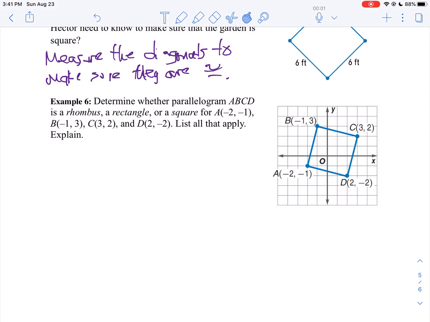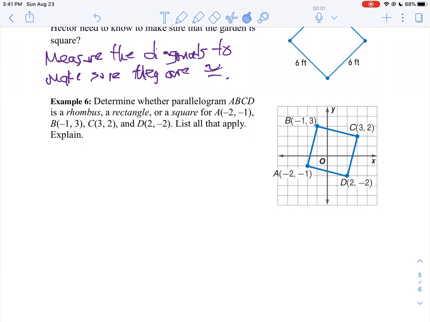Since we know it's a parallelogram, we don't have to do all 4 sides. I could measure the distance from B to C and the distance from A to B, and if they're congruent, we have it. But we did a bunch of distance in the last seminar, in the previous lesson. Let's try something different. Let's take a look at the diagonals.